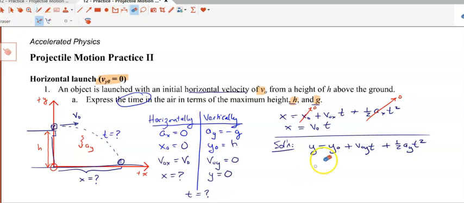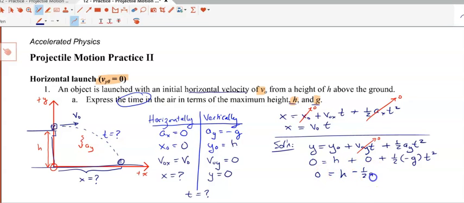Okay, so now let's plug in here. Our y final, just before it hits the ground, is 0. Our y initial is h. Our initial vertical velocity is actually 0, so this whole term disappears to 0, right? So we'll put plus 0 if you'd like, plus 1/2 times negative g for our acceleration times t squared. So this is really negative 1/2 g t squared, so you have 0 equals negative 1/2 g t squared.